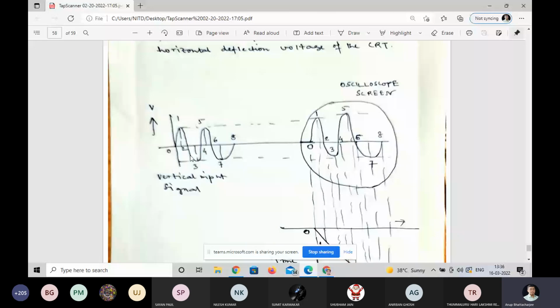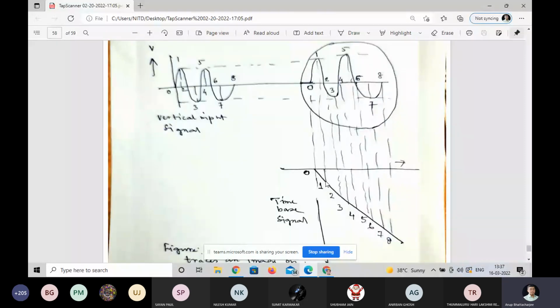If I mark it as 0, 1, this is suppose 2, then this is 3, this is 4, this is 5, this is 6, 7. Now you see here also I am marking the same divisions, 0, 1, 2, up to 8.